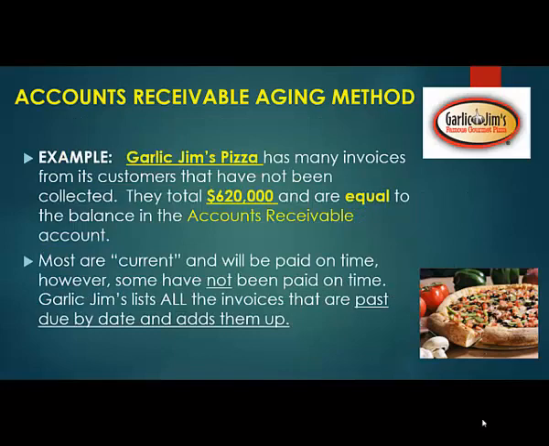Imagine you are a company that sells pizza and you sell to the Microsofts or the Amazons and they don't pay you at the door. Garlic Jim's just sends you a pizza. Garlic Jim's just sends you an invoice. So at a point in time, Garlic Jim's Pizza has many invoices from its customers that have not been collected. They totaled $620,000. And they are equal to the balance in the accounts receivable T account.